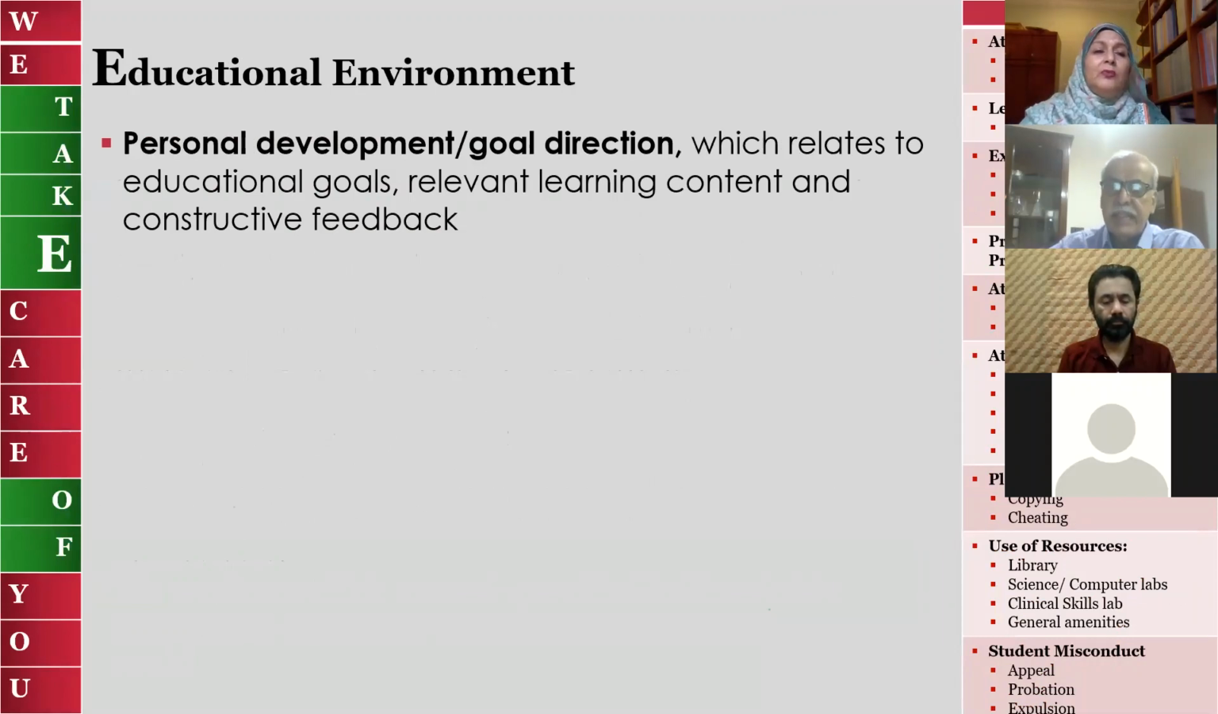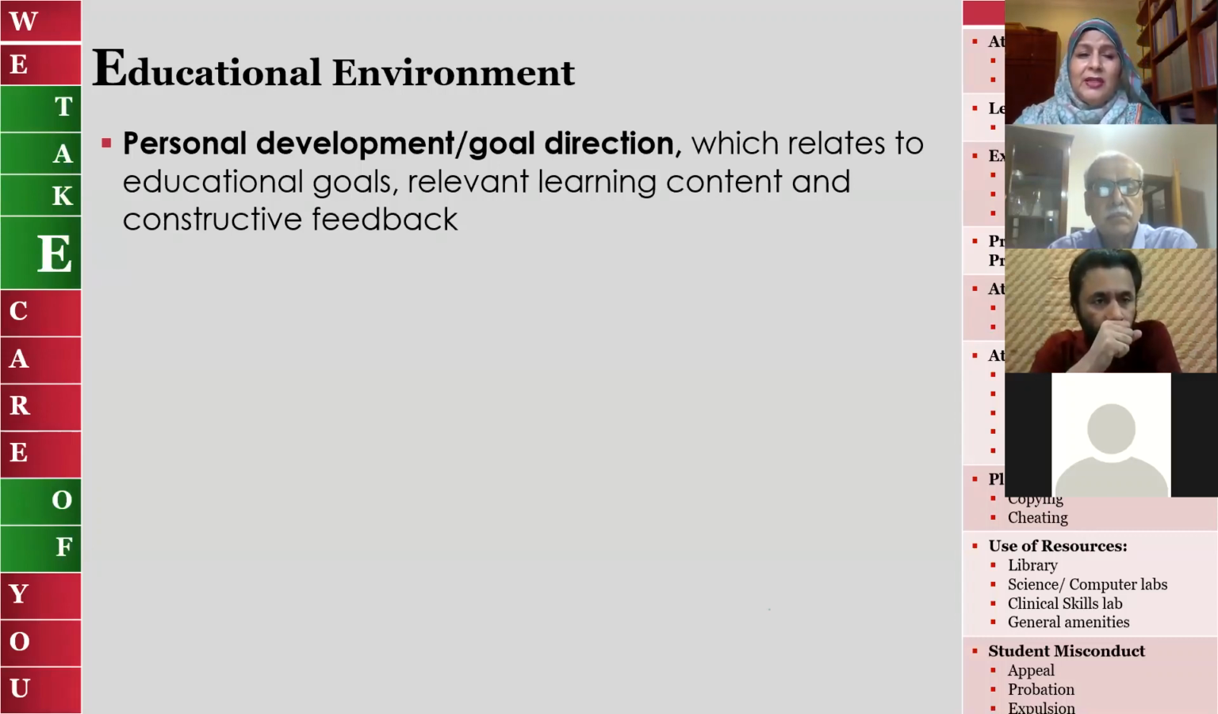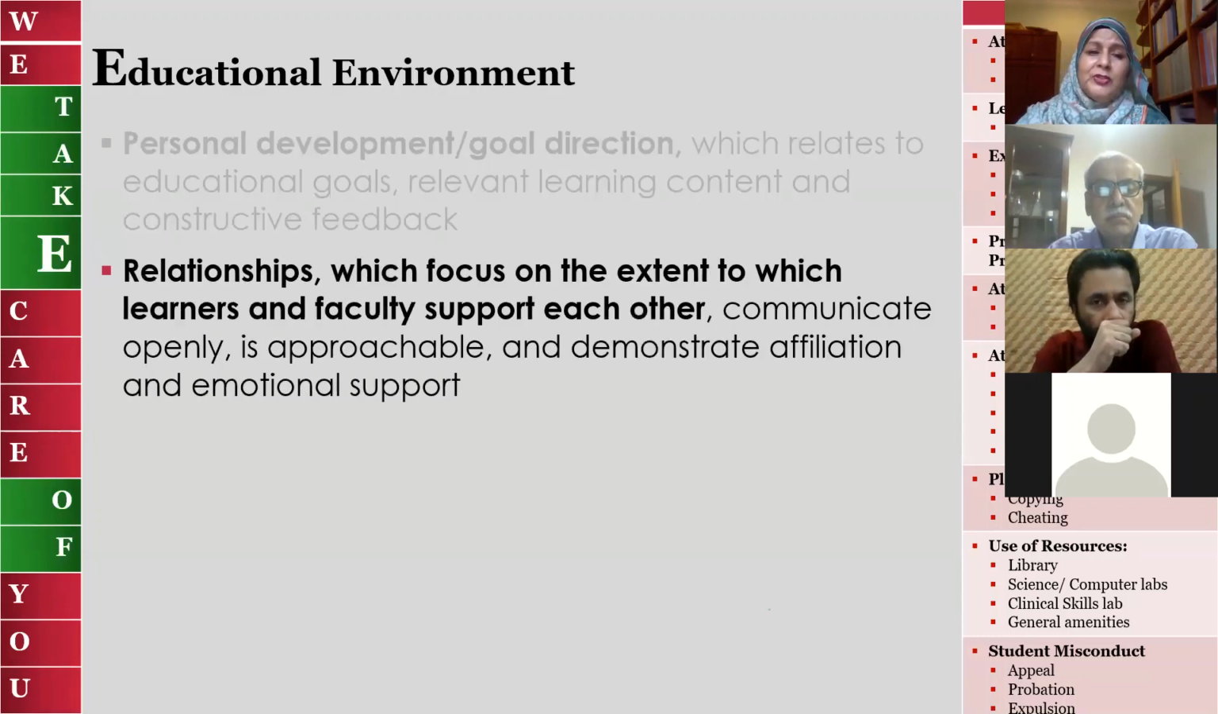The educational environment is very important. The definition of the educational environment is anything that happens in the university. So for personal development and goal direction, students should be guided on the educational goals and the relevant learning outcomes, and constructive feedback should be given. The relationships, which focus on the extent to which learners and the faculty support each other, are very important.